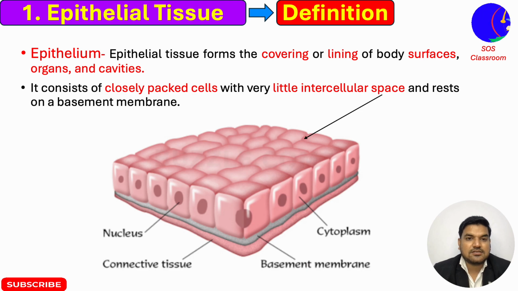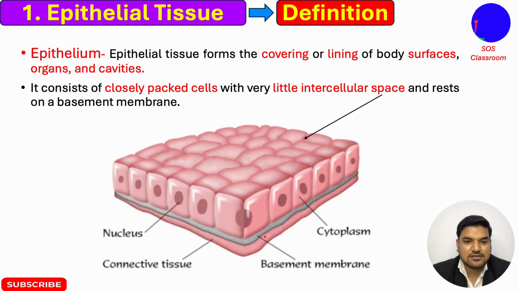Next, the definition of epithelium tissue. Epithelium tissue is a covering or lining of the body surfaces, organs and cavities. So this tissue covers the body surfaces, the organs and cavities. It consists of closely packed cells with little extracellular spaces and rests on a basement membrane.